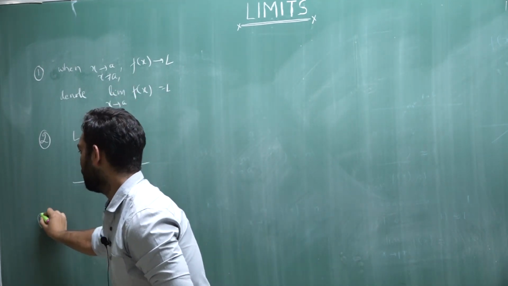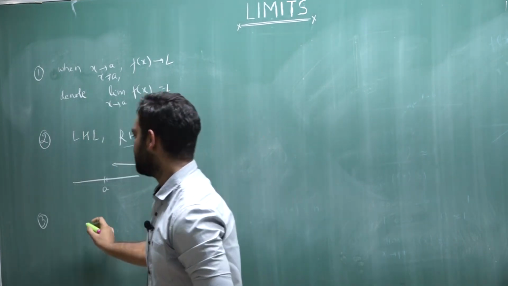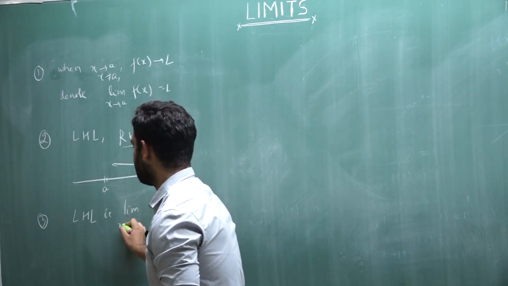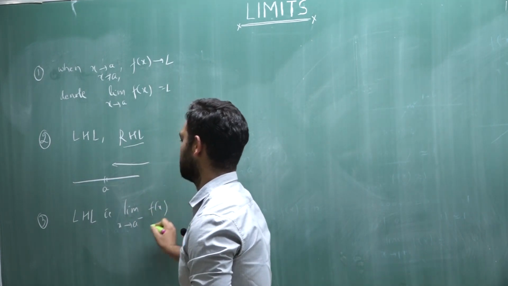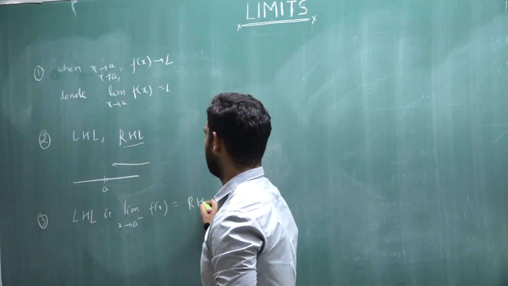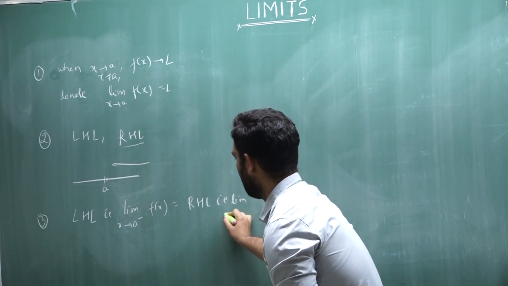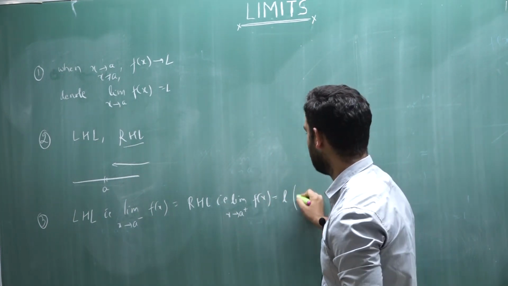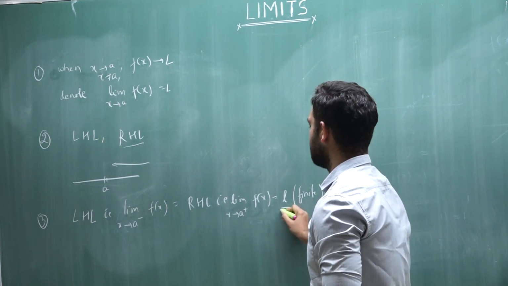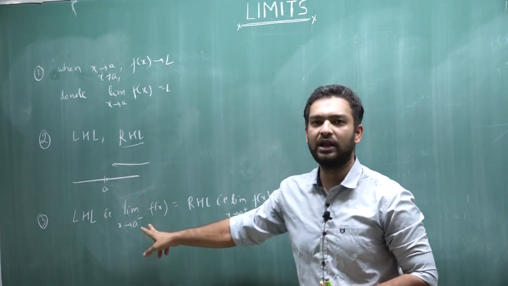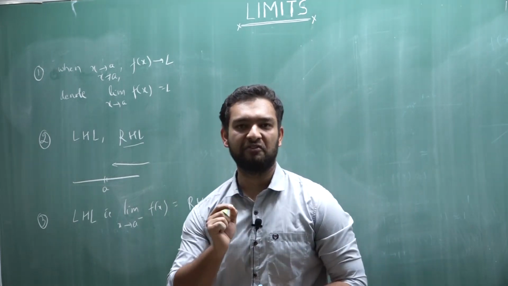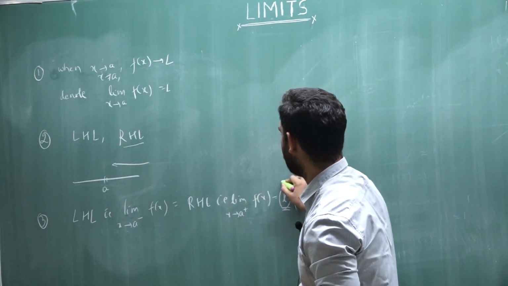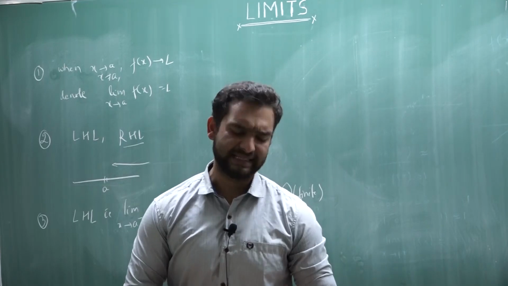Third thing, when do we say that the limit exists? We say the limit exists when your left hand limit, that is limit x tending to a minus f of x, comes out equal to your right hand limit, that is limit x tending to a plus f of x, and let's say this comes out to be a finite quantity L. Keep in mind guys, this must be a finite quantity, both must be equal, then only we say that the limit of f of x at x is equal to a will exist. Now why do we need this to be a finite quantity? Okay, so I'll tell you this with an example.